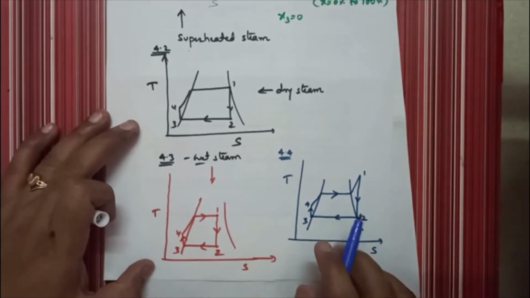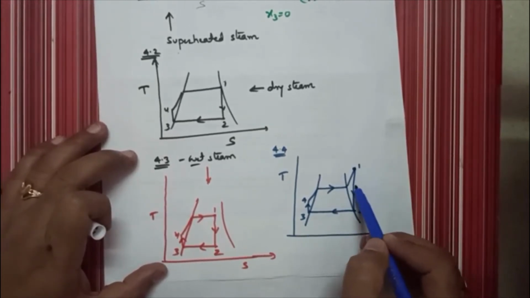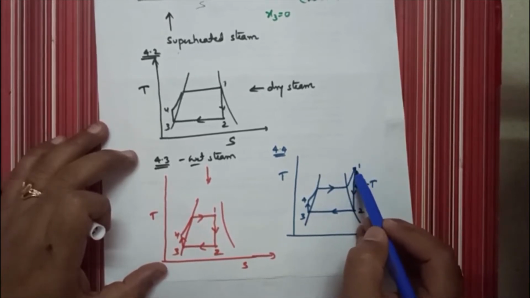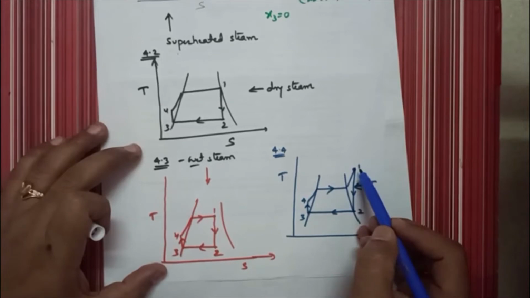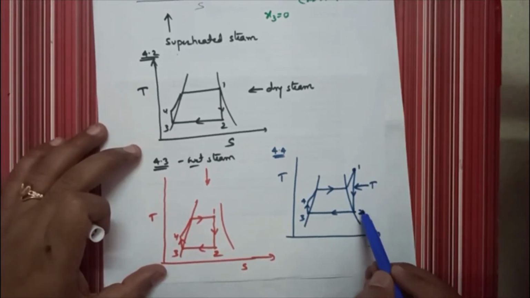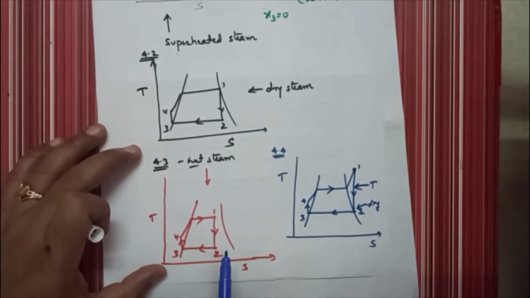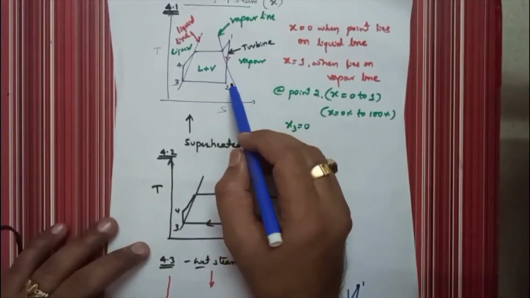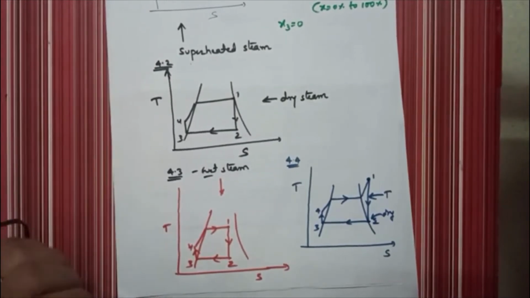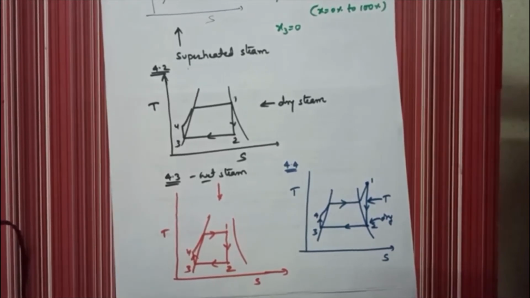Okay. Now what is the 4.4 condition? At inlet to the turbine, that is 1 to 2, turbine. So at inlet to the turbine, the condition of the steam is superheated. At the same time, at outlet of the turbine, the condition of the steam is dry steam. Here it is dry steam. But in these 3 cases, at outlet of the turbine, point number 2, it is wet steam. So these are the 4 varieties of problems they may ask you.